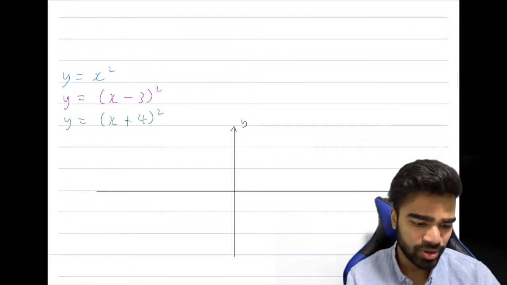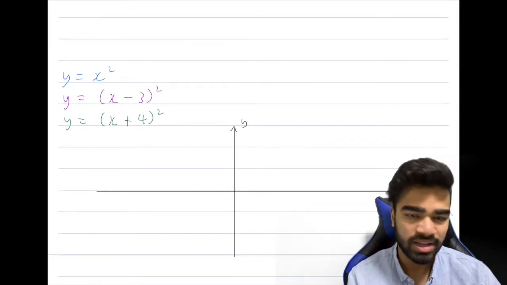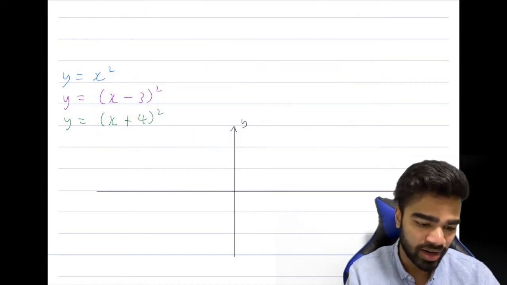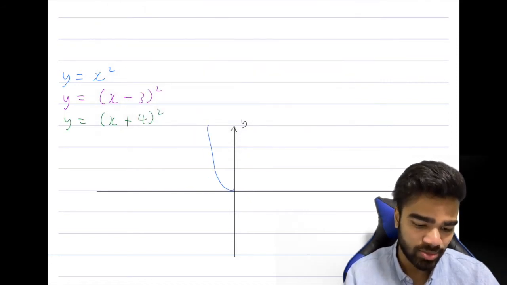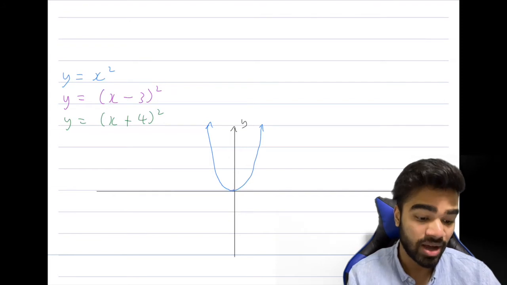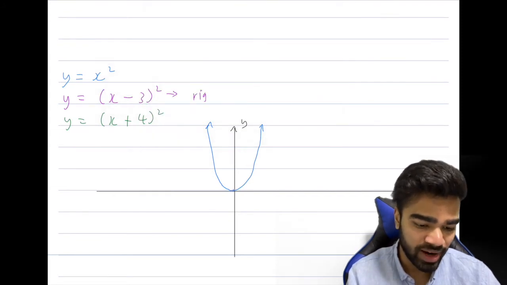What about these graphs here? Now I put the plus and minus number inside the brackets. Which way do you think I move the purple graph? So y is equal to x minus 3 squared. Again, I'm going to draw the basic x squared graph. Where do you think y equals x minus 3 squared is? Actually, I moved this graph to the right by 3 units.